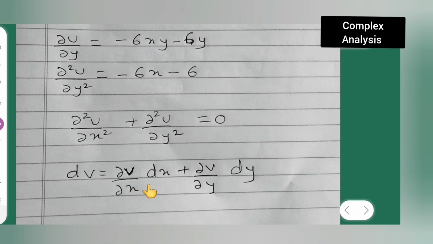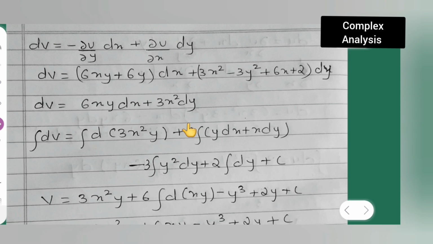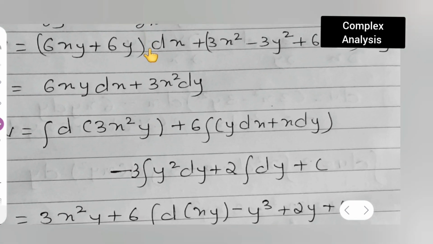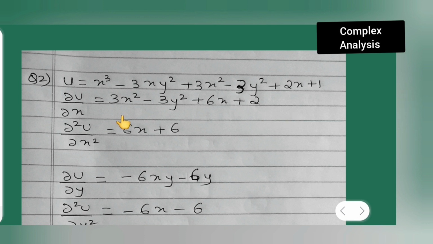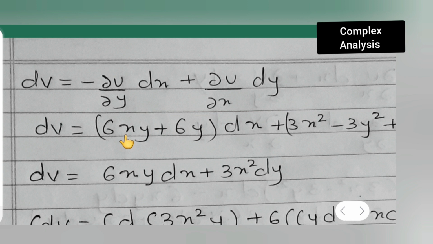So now what is given, dv upon dx by Cauchy-Riemann, what is it? I have substituted the value over here. In this we have to substitute, right? So I have done that. So dv is equal to minus dou u upon dou y dx plus dou u upon dou x dy, okay? Let me zoom it. Cauchy-Riemann, I have substituted the values. Now what is minus dou u upon dou y? What is dou u upon dou y? Minus 6xy minus 6y.